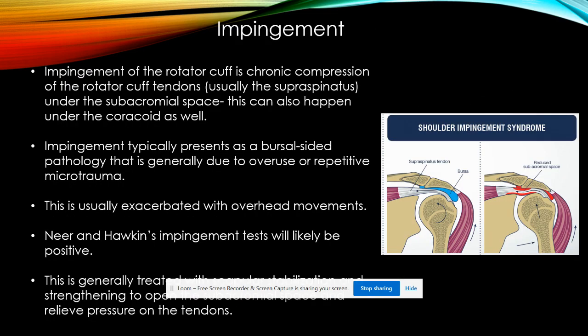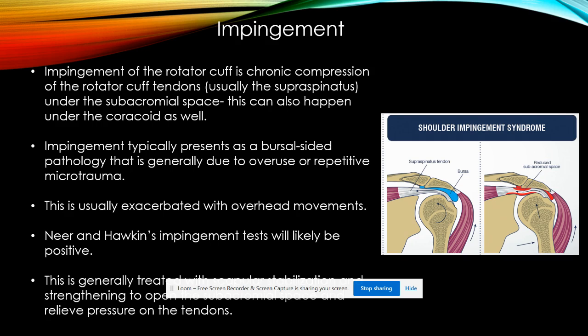So, impingement, guys, this is a really common problem. Impingement of the rotator cuff is a chronic compression of the rotator cuff tendons, usually supraspinatus, but it can also happen with the biceps tendon, under either the subacromial space or the coracoid. Generally speaking, this is going to present as a bursal-sided pathology, generally due to overuse or repetitive microtrauma. It's really common in people that do overhead movements, and people that spend a lot of time with their arms overhead.